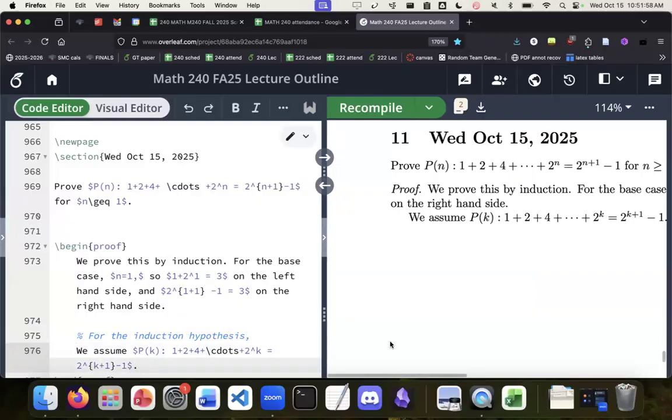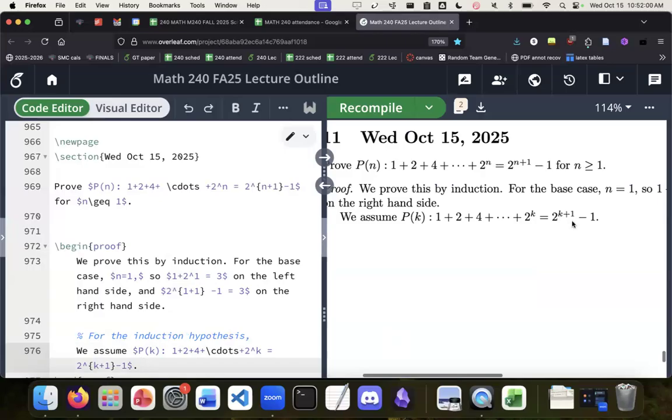Let's see how that looks. So we assume this, and it kind of feels like we cut it off, but this is actually a sentence. So we assume P of K, which is the left-hand side of the equal sign, equals the right-hand side. So we assume something equals something. That's a sentence.